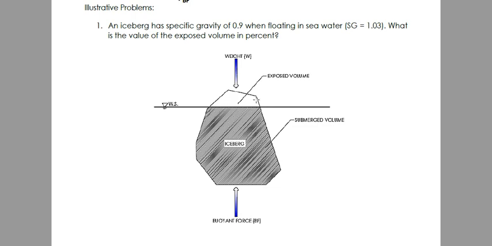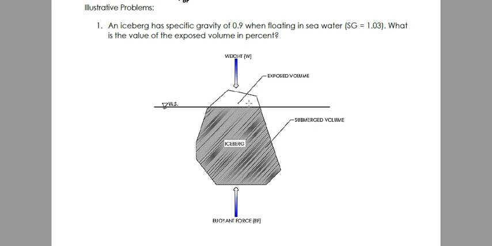An iceberg has a specific gravity of 0.9 when floating in seawater. Seawater has a specific gravity of 1.03. What is the value of the exposed volume in percent? So let's try to illustrate that. So we have an iceberg. Ito yung iceberg natin. So we all know iceberg.